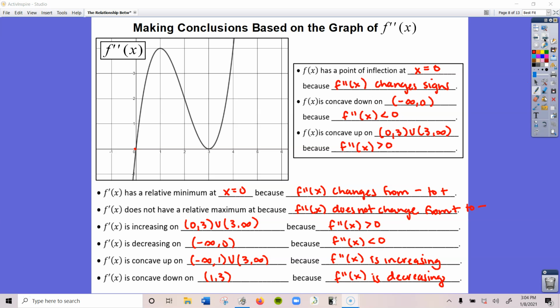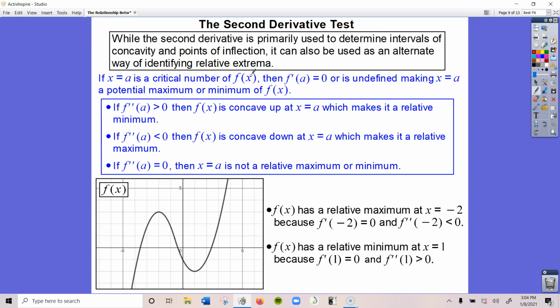Next, we're going to look at something called the second derivative test. What the second derivative test is used for is to determine the intervals of concavity and points of inflection. That's what the second derivative is used for. But it can also be used as an alternative way of identifying any relative extrema.